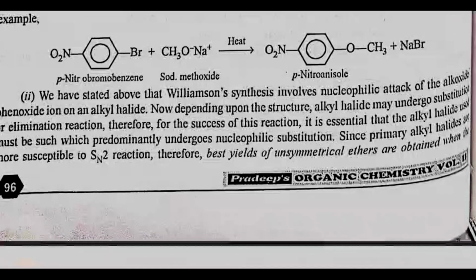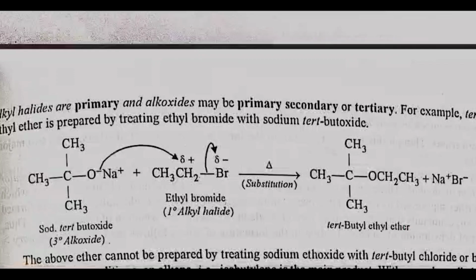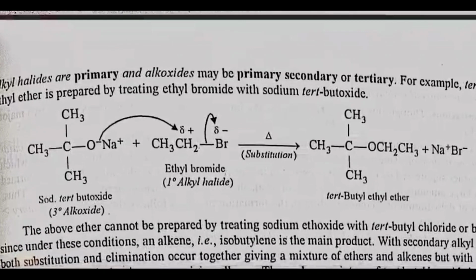Second, we have stated above that Williamson synthesis involves the nucleophilic attack of the alkoxide or phenoxide ions on alkyl halide. Now, depending upon the structure, alkyl halides may undergo substitution or elimination reaction. Therefore, for the success of this reaction, the alkyl halide used must predominantly undergo nucleophilic substitution. Since primary alkyl halides are more susceptible to SN2 reactions, the best yields of unsymmetrical ethers are obtained when alkyl halides are primary, and alkoxides may be primary, secondary or tertiary.